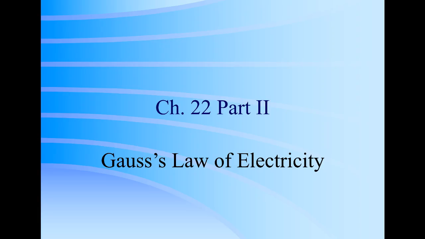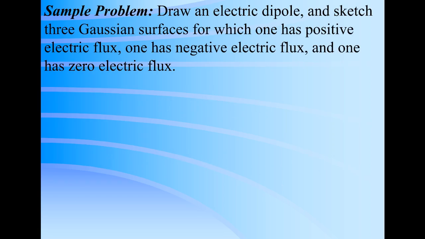Okay, welcome back everyone. In this video, we're going to be continuing our discussion of flux by talking about Gauss's law of electricity. We're going to continue with a couple more examples of how to calculate flux. So in this example, we want to draw a dipole and sketch three Gaussian surfaces, one which has positive flux, one with negative flux, and another with zero.